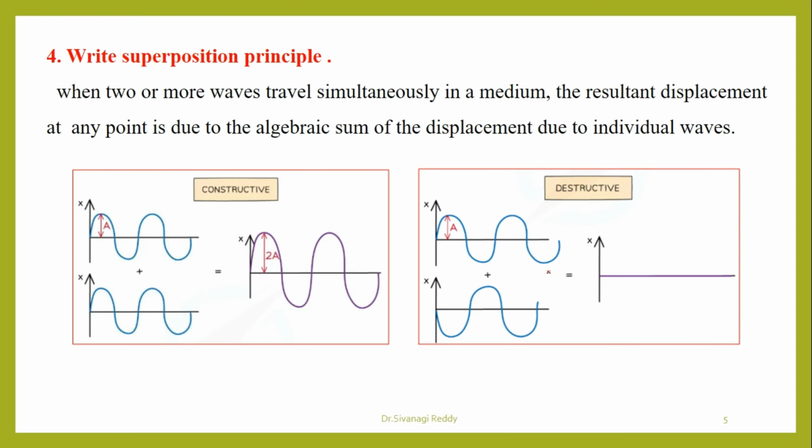Then write the superposition principle. When two or more waves travel simultaneously in a medium, the resultant displacement at any point is due to the algebraic sum of the displacements due to individual waves. Say, for example, this amplitude is A and this is A. Now A plus A gives 2A amplitude. It is a constructive interference. When two waves are out of phase, then the superposition will be the difference of these two.